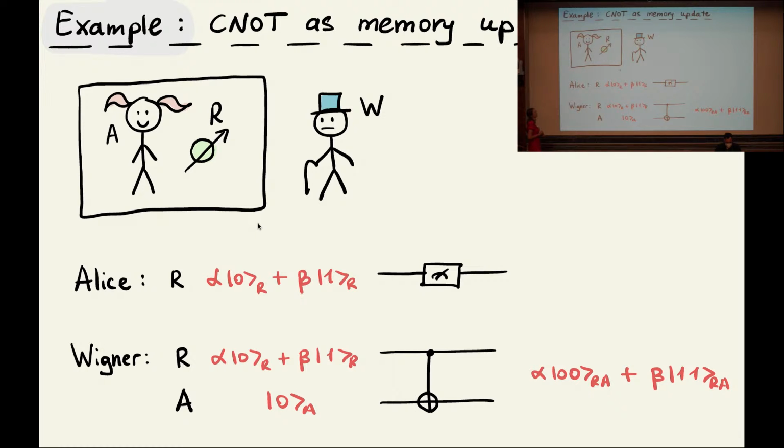And from this example, you can already see that applying the rules of classical reasoning and classical intuition is not so straightforward in quantum theory, because this simple thought experiment shows that there is a certain dichotomy of views on the same physical setting that Alice and Wigner have. Okay, so this is one of the examples of how one can model the measurement process of Alice measuring the qubit R.